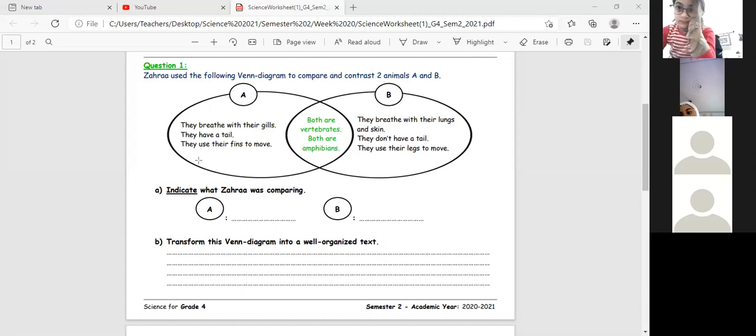Nancy, it's also an amphibian. It is an amphibian too. Which amphibian has gills to breathe, fins to move, and has a tail? Lana, help me and Nancy, please.